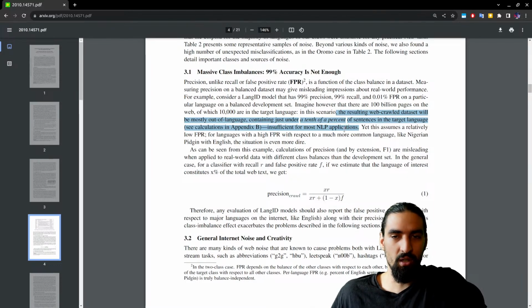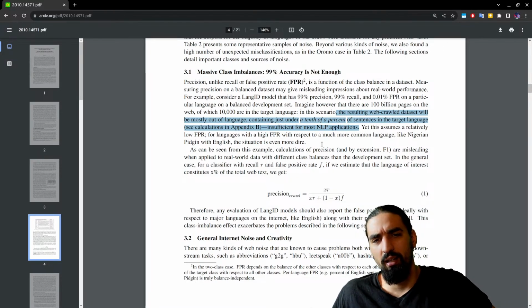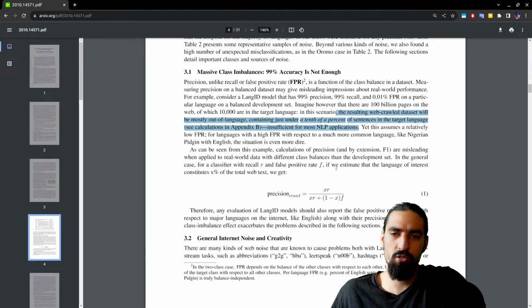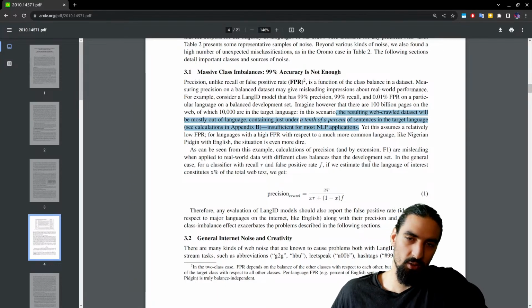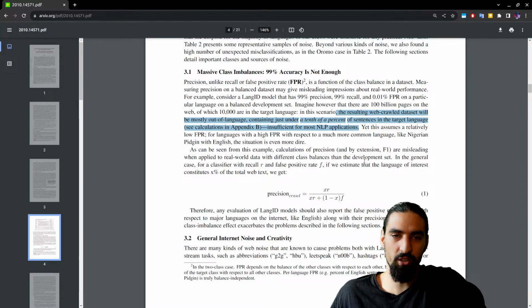Yet this assumes a relatively low FPR. For languages with a high FPR with respect to a much more common language, like Nigerian Pidgin with English, the situation is even more dire. As can be seen from this example, calculations of precision and, by extension, F1 are misleading when applied to real-world data with different class balances than the development set.